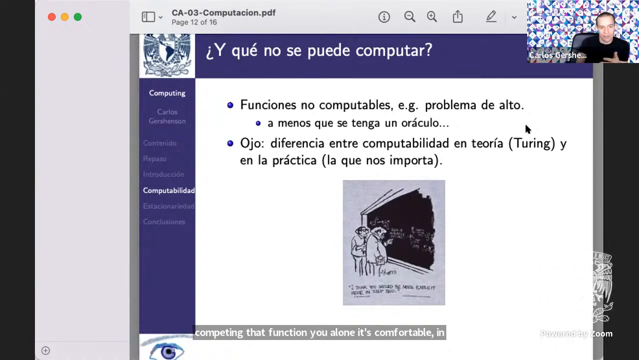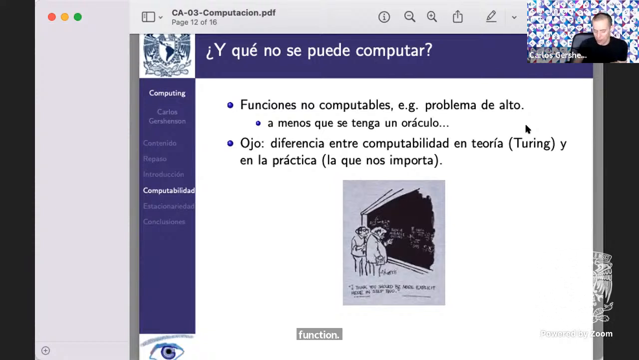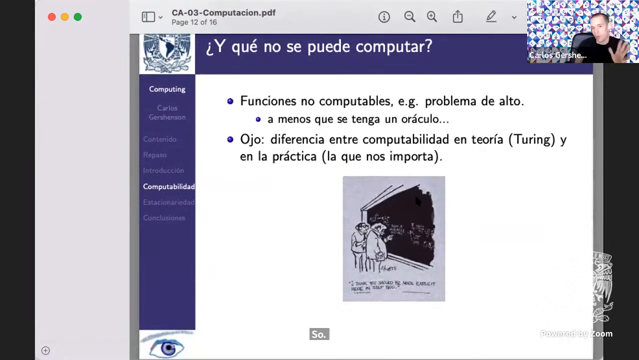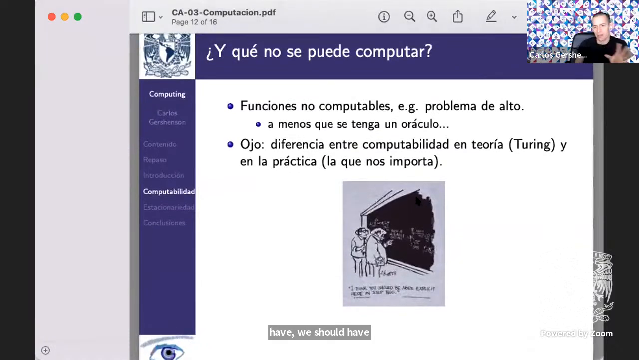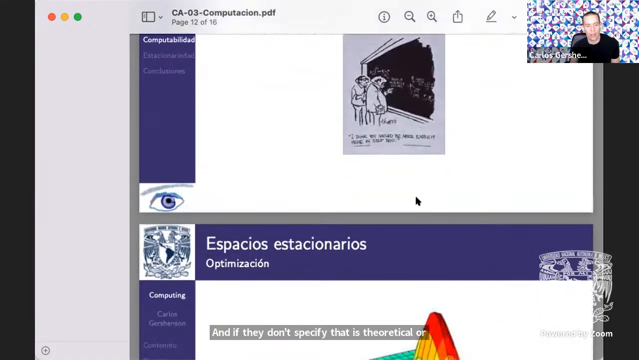And on the other hand, if you have an oracle, then you can compute an uncomputable function. In practice, you can compute it, but it's a theoretical non-computable function. So yeah, we should have that distinction in mind, because sometimes people argue about computing, and if they don't specify that it's theoretical or practical computing, then it can lead to some confusion.